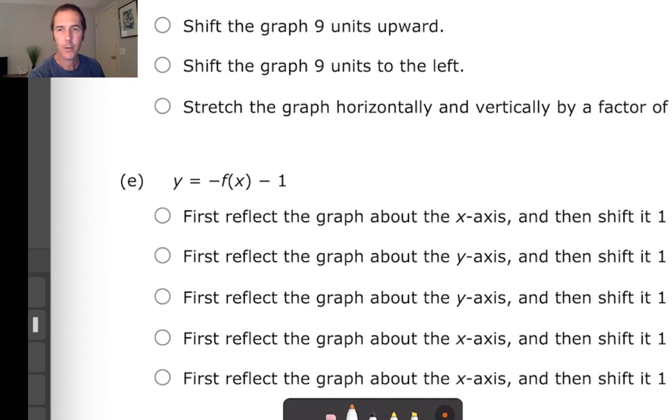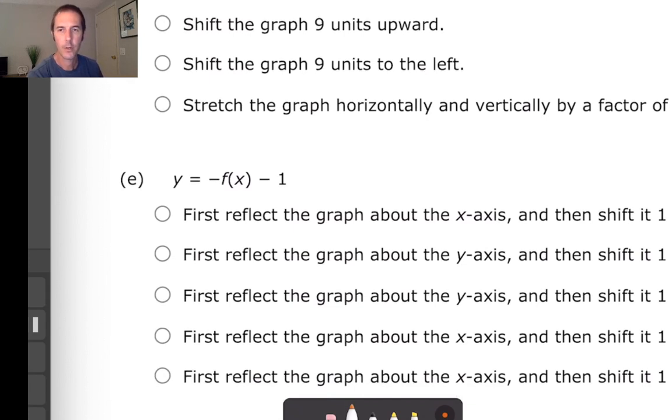In part E, we have a couple of modifications. The -1 at the end of this statement does what we already talked about, so that's going to cause a vertical shift. I'll leave you to determine which direction it goes. But the negative in front of the function is equivalent to multiplication by -1. And remember that the f of x that you see there represents the original y values of the parent function.